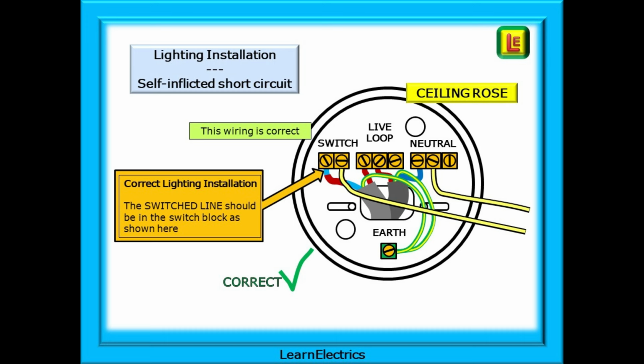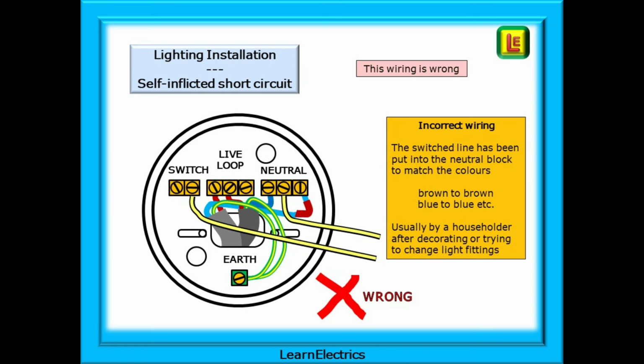The switched line should be in the switch block as shown here. And now the incorrect wiring. The switched line has been put into the neutral block to match the colours, brown to brown, blue to blue, etc. This is usually done by a householder after decorating or trying to change light fittings. All the browns together, all the blues together.